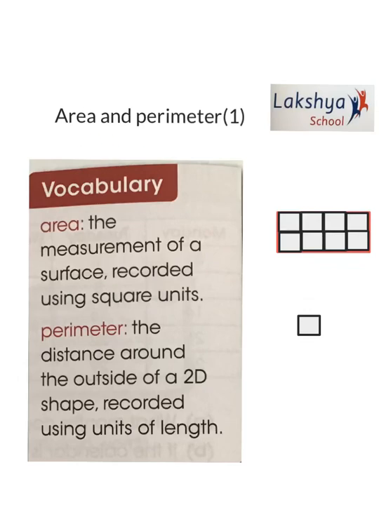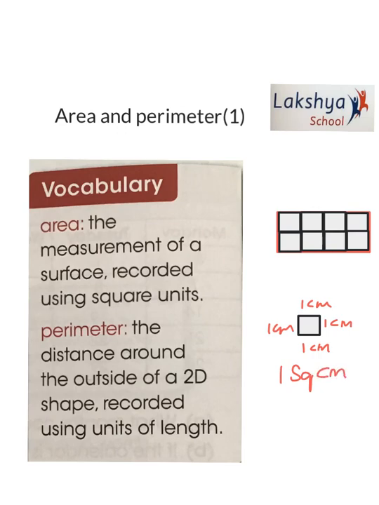Area and perimeter. Let's learn what is an area. The measurement of a surface recorded using square units. So when we say square units, it is over here 1 centimeter on all the four sides. This is called a square unit. So this is 1 square centimeter.